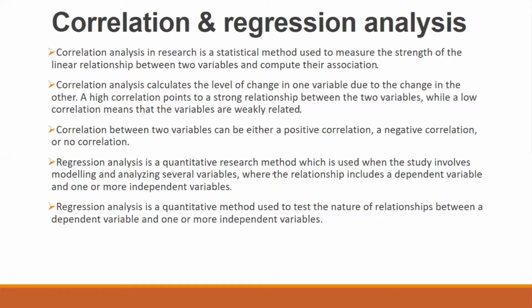Next is correlation and regression analysis. So correlation analysis in research is a statistical method used to measure the strength of the linear relationship between two variables and compute their association. Correlation analysis calculates the level of change in one variable due to the change in the other. A high correlation points to a strong relationship between two variables, while a low correlation means the variables are weakly related. Correlation between two variables can be either a positive correlation or negative correlation, or no correlation or zero correlation.